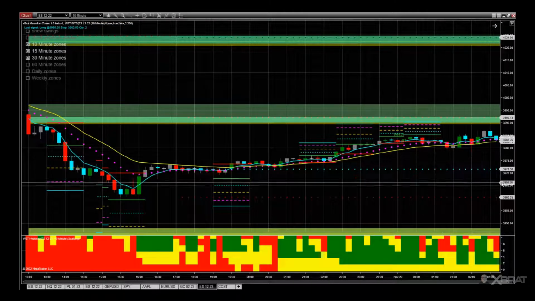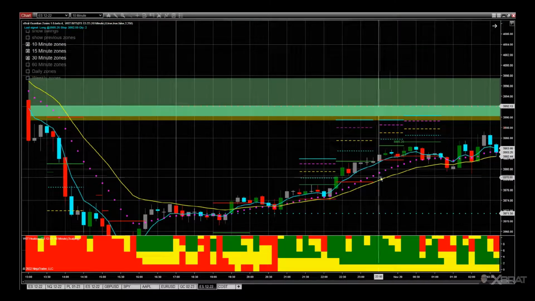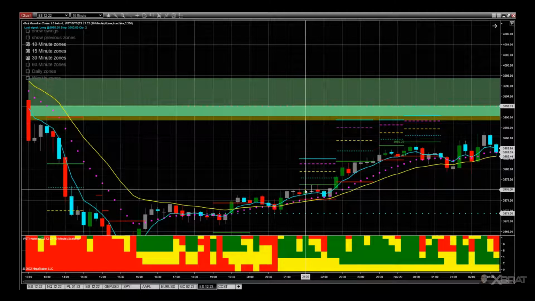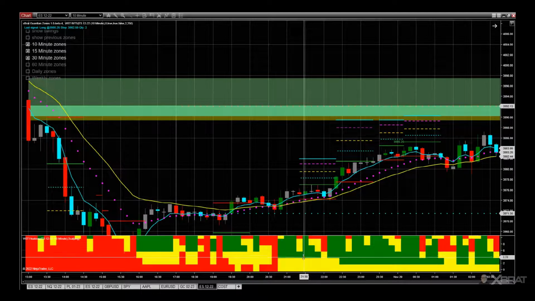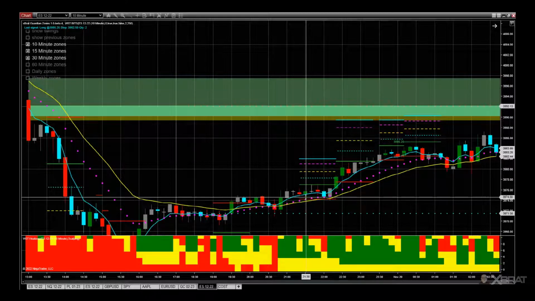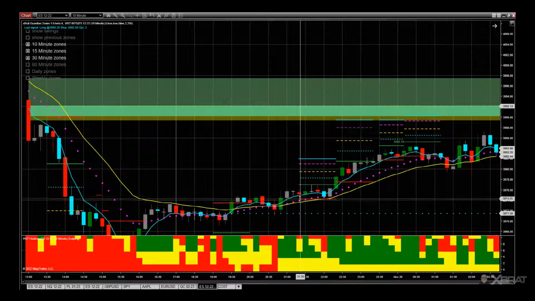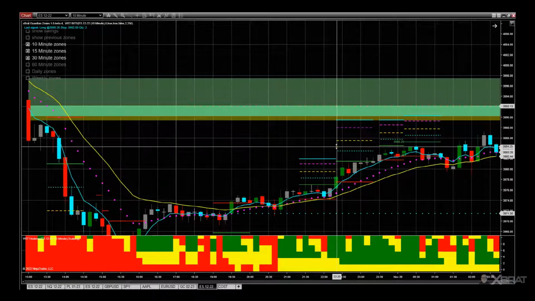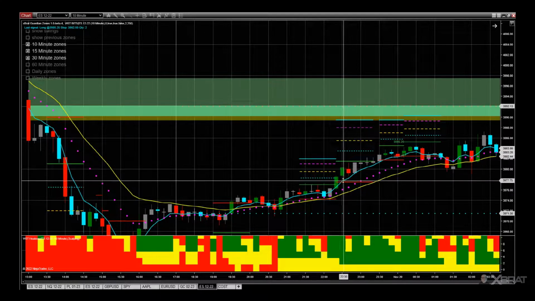Going into the night session here, we get a long signal at this point here with 3 out of 6 time frames in the green. You could take that one. The risk reward is fantastic. It works out. The next one is 4 out of 6.